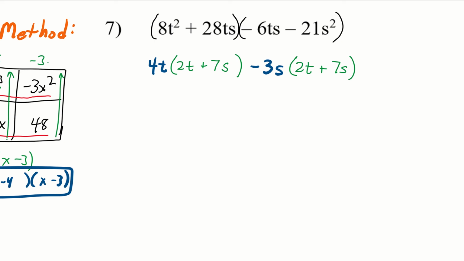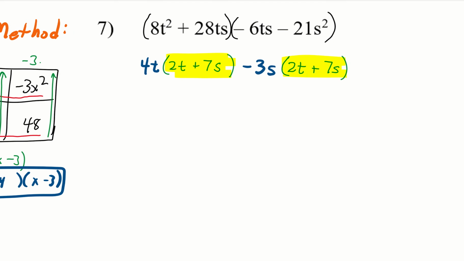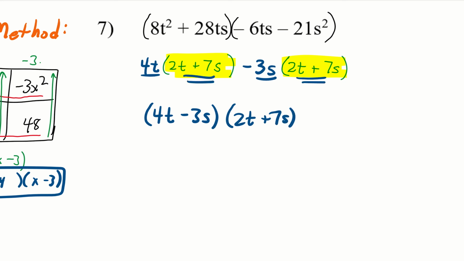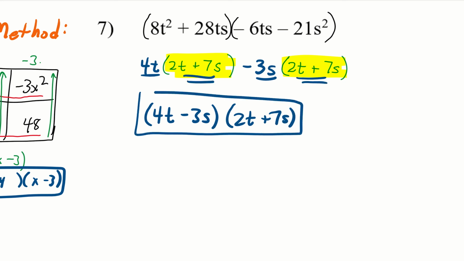If factoring by grouping is going to work, what's inside the parentheses here will also be inside the parentheses here. So what that gives us is 4t minus 3s. That's coming from here and here. And then 2t plus 7s. That's coming from here and here. You're basically factoring out the common factor of 2t plus 7s is the idea in that problem.